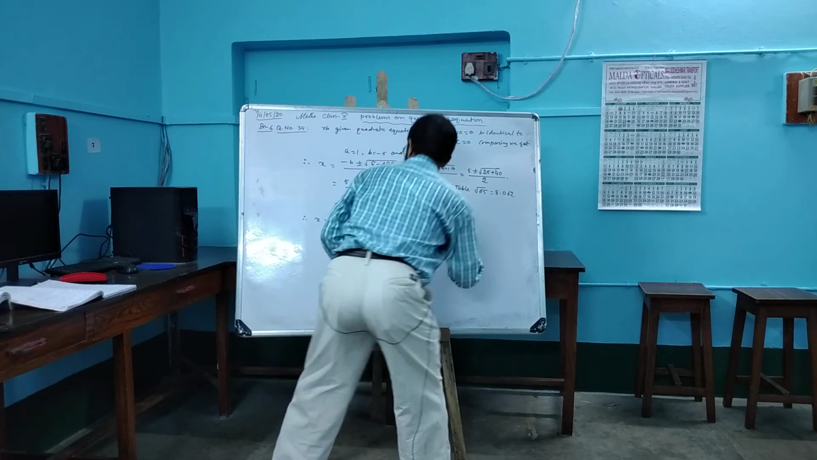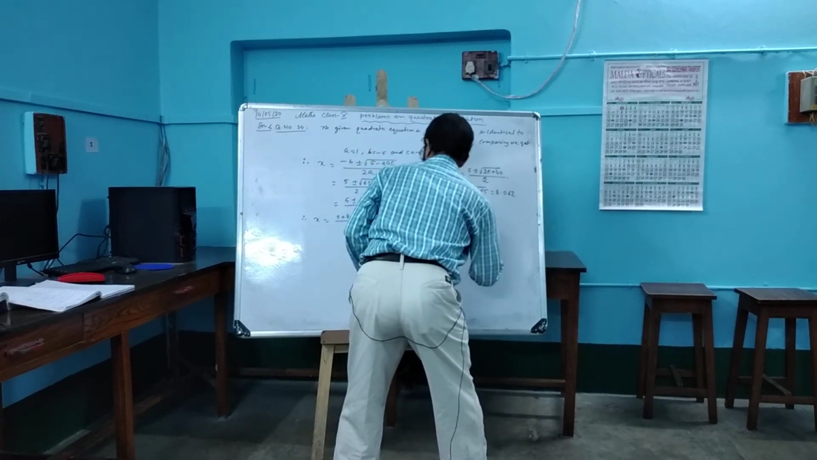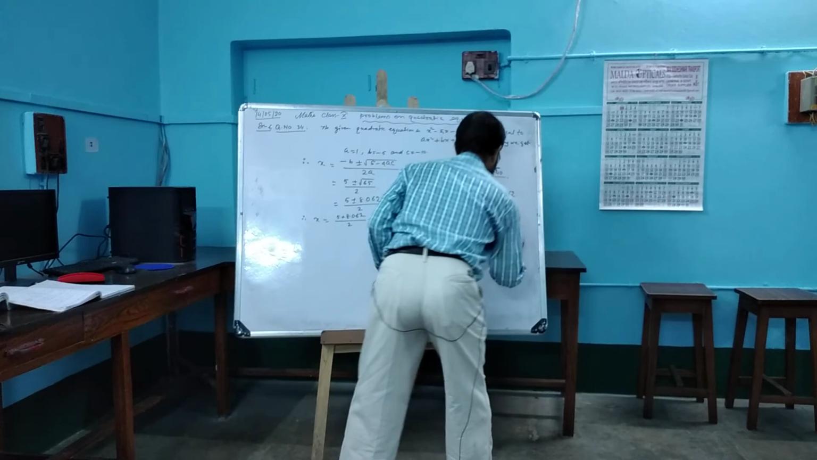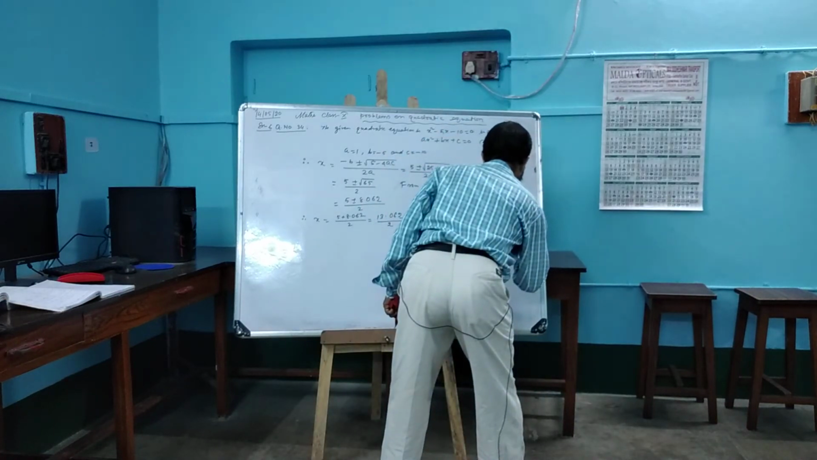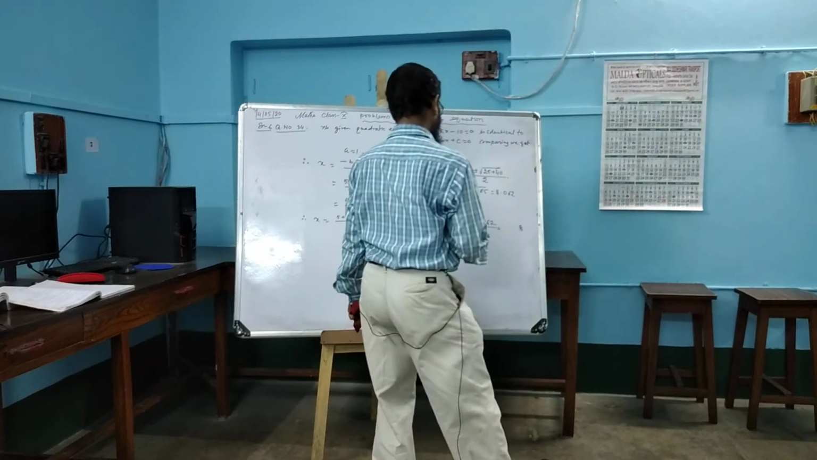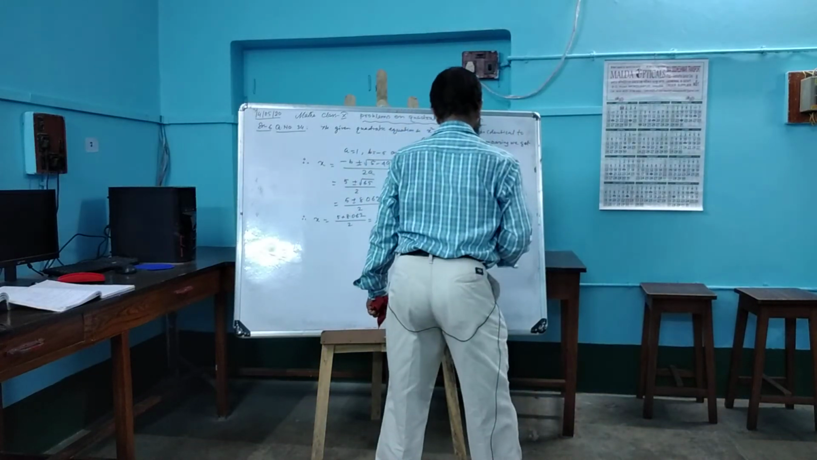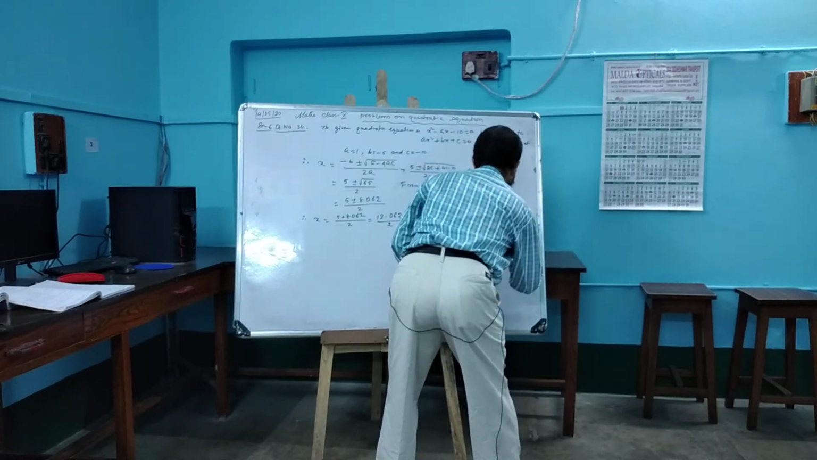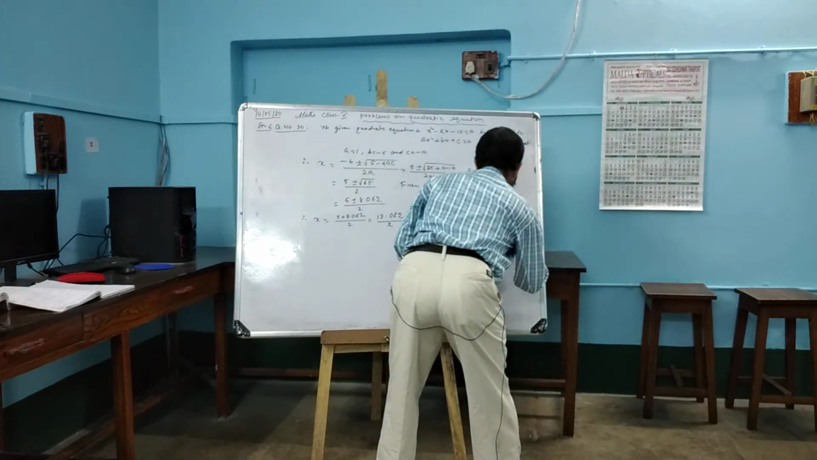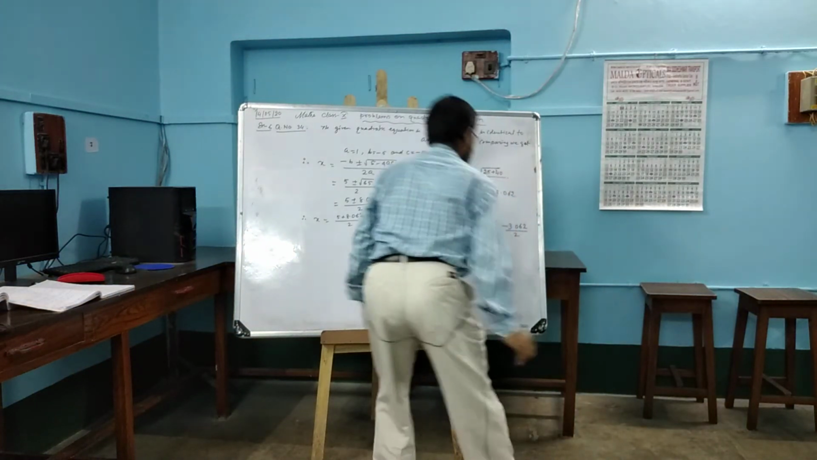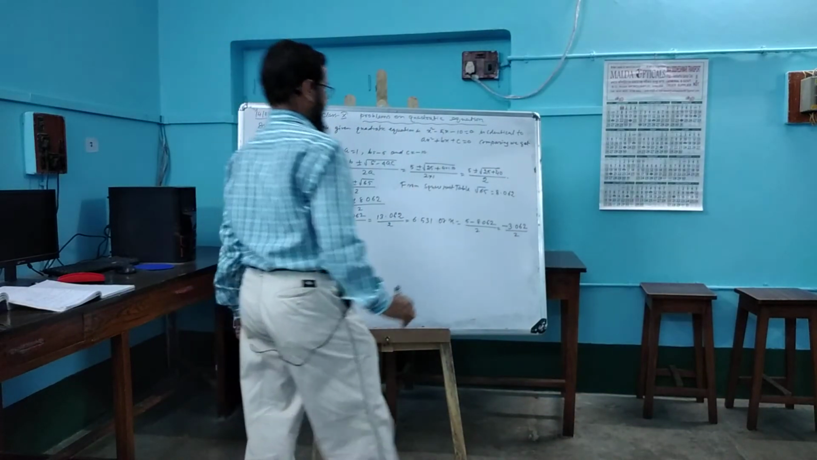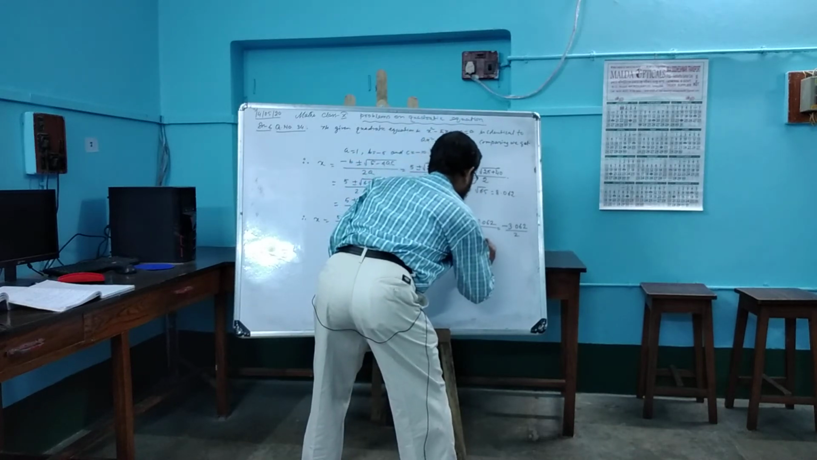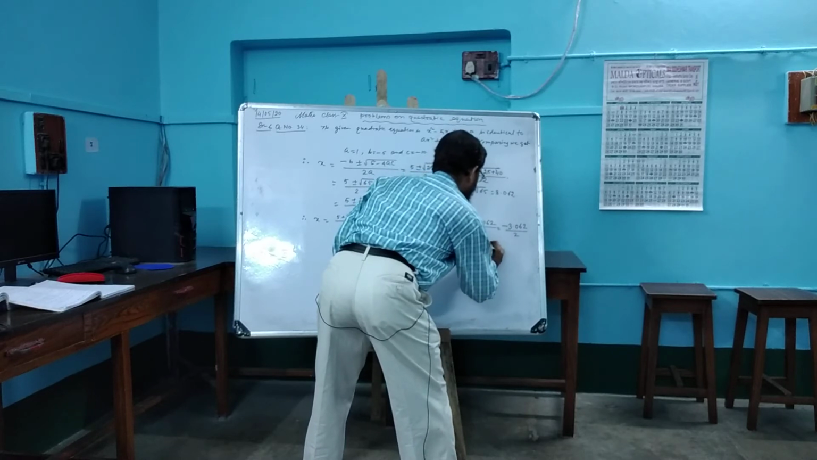or x equal to 5 minus 8.062 by 2 equal to minus 3.062 by 2, that's equal to minus 1.531.